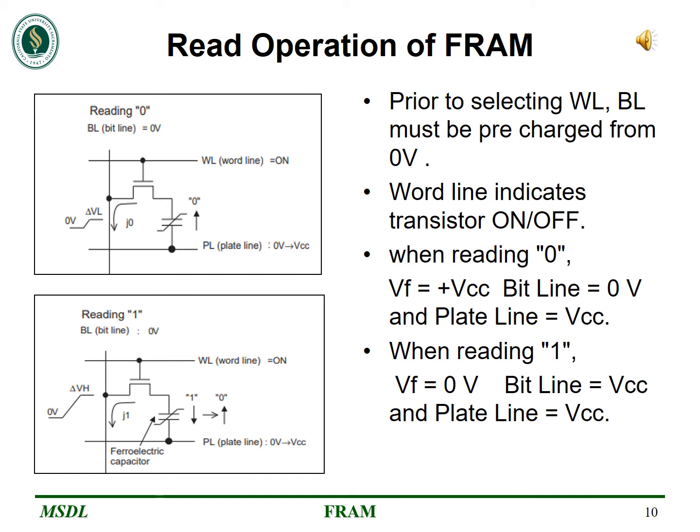Read operation. When reading 1 or 0 data from a cell, before selecting the word line, the bit line must be precharged to 0 volts to retain the high impedance condition. When the transistor is on and Vcc is applied to the plate line, then the data can be read out. Reading 0 is performed when Vcc is applied to the ferroelectric capacitor with the bit line equal to 0 volts and the voltage applied to the plate line. Reading 1 is done by applying Vcc to the bit line and the plate line.